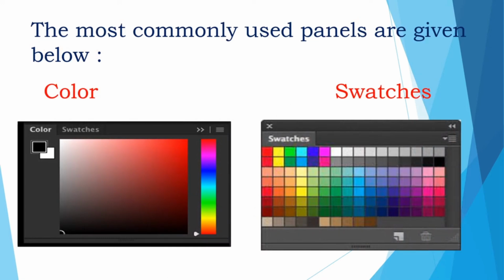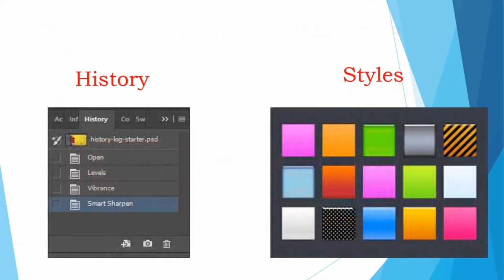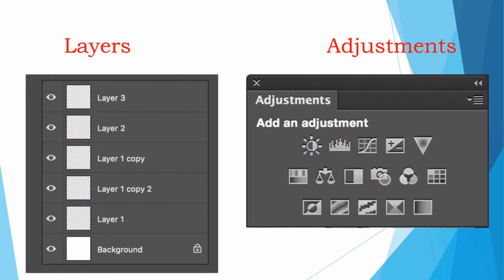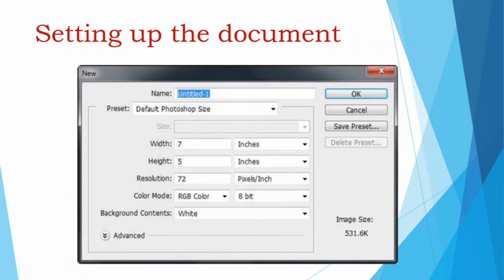The most commonly used panels are first color, then swatches, here it is history, style, layers, adjustments. Setting up the document. Here you can see the window for setting up a document.